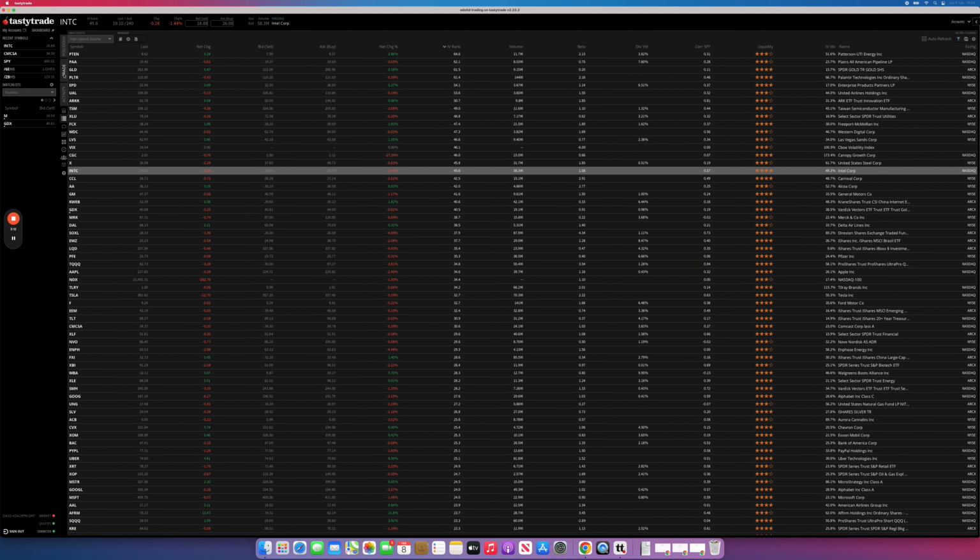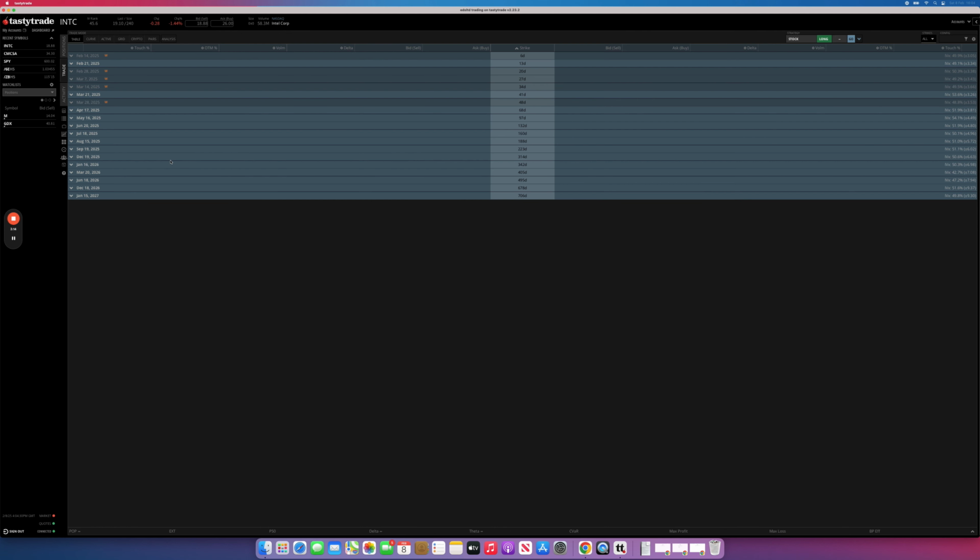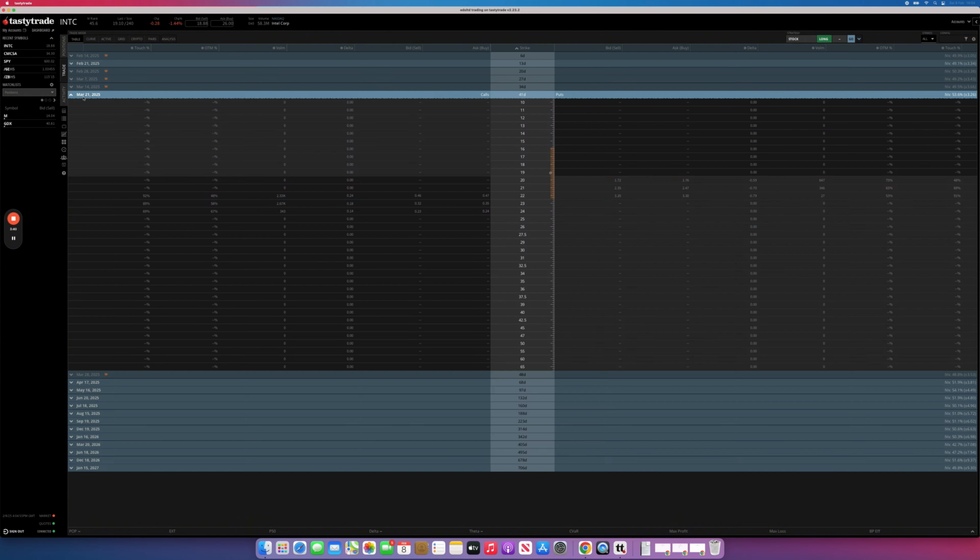So once you've got your underlying selected, you want to then pull up a list of expiration dates for that underlying. Specifically, I'm talking about option expiration dates, and you want to pick an expiration date that's going to be between 30 and 60 days out in time, and you want to make sure it's a monthly, not a weekly or quarterly expiration date. So we've got the March 21st expiration date with 41 days left on the contract. So we're going to open that up, and now we are presented with the options chain.